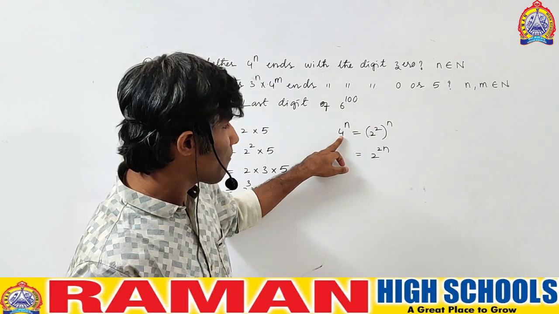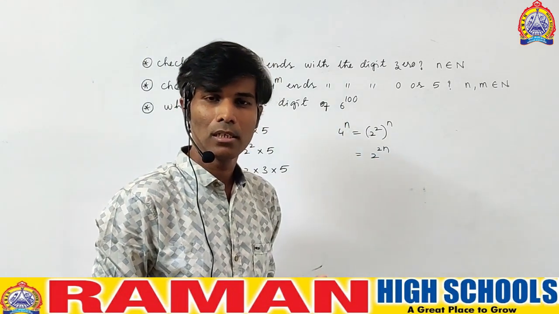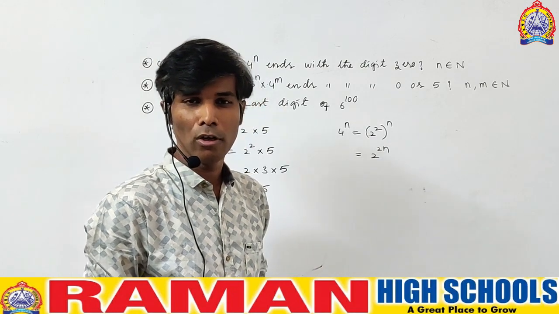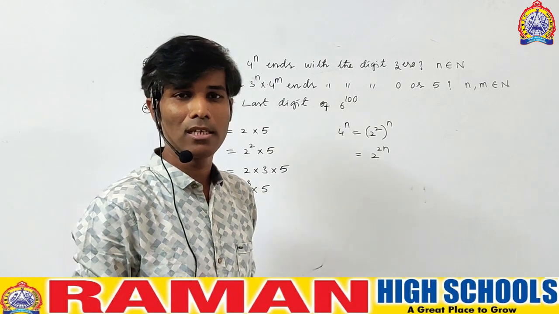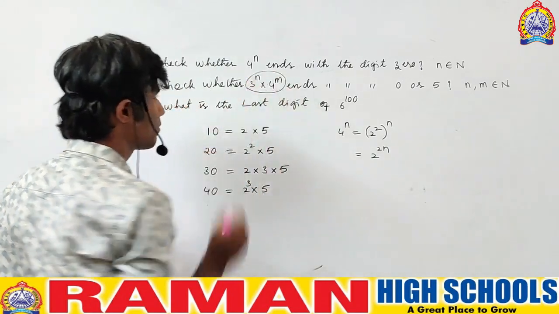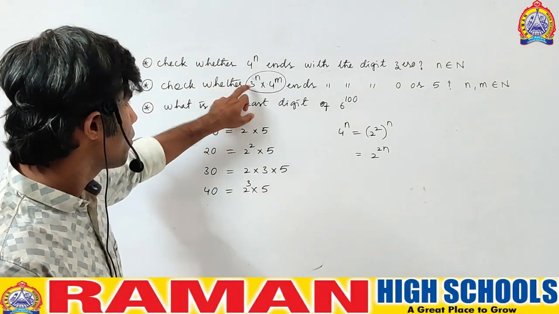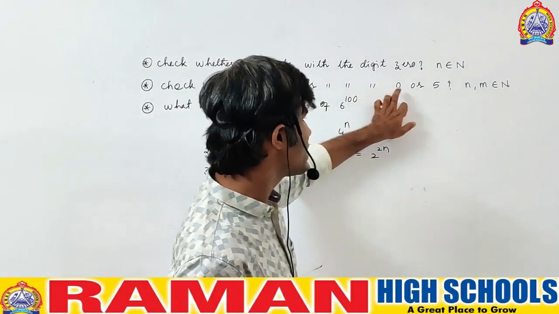Here, the prime factorization of 4 power n contains 2 but not 5. Therefore, the number 4 power n does not end with the digit 0. And again, one more number let us take here. Check whether 3 power n plus 4 power m ends with the digit 0 or 5.